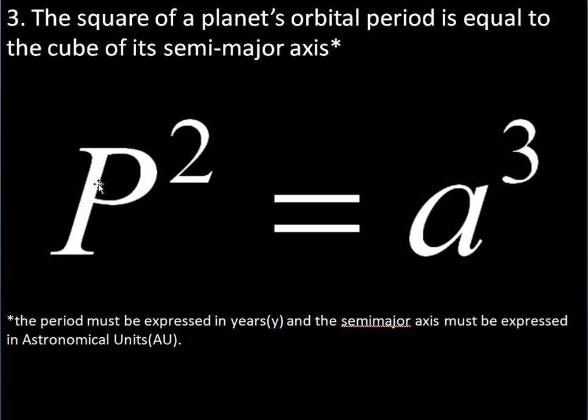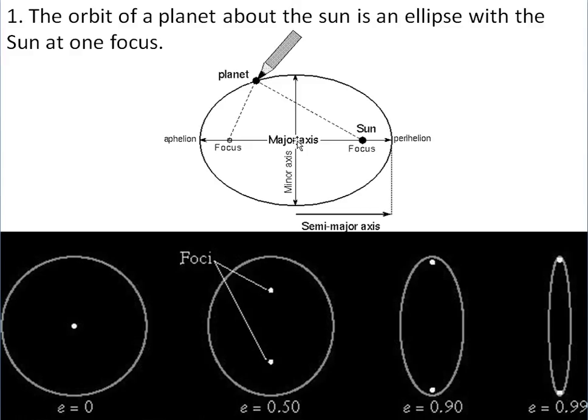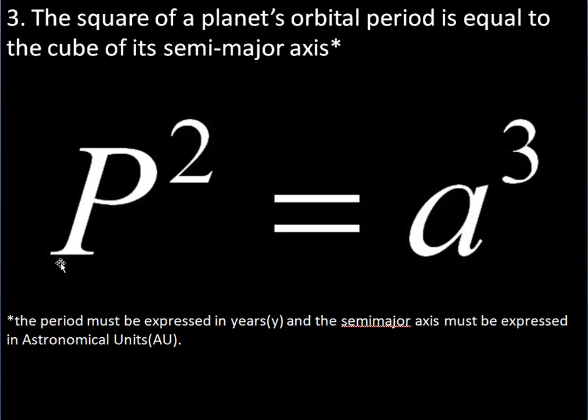Kepler's third law, p squared equals a cubed. What does that mean? P is the orbital period of a planet or a comet or anything orbiting the sun, and it's measured in years. So if you take the orbital period in years squared, that's going to equal the semi-major axis a cubed. And remember, the semi-major axis is this distance right here, half of the major axis, and the semi-major axis must be expressed in astronomical units.